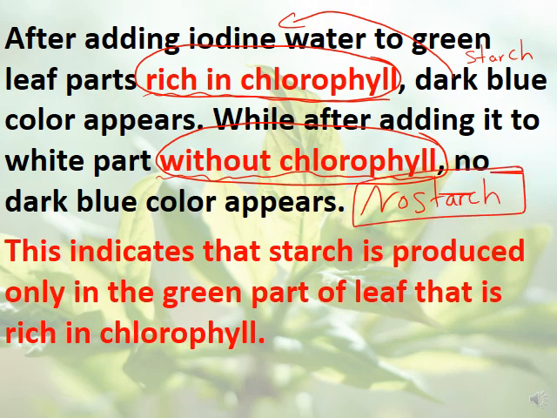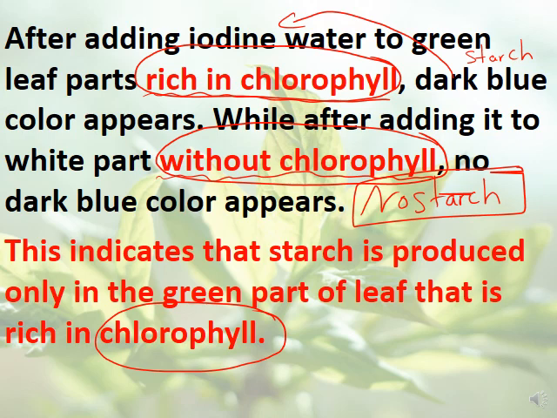So what does this indicate? This indicates that starch is produced only in the green part of the leaf that is rich in chlorophyll. So it's produced only in the green part of the leaf that contains chlorophyll, or that's rich in chlorophyll. So till now we have: chlorophyll is important for the production of starch. Also, sunlight is important for production of starch. So these are two important notes for the production of starch.